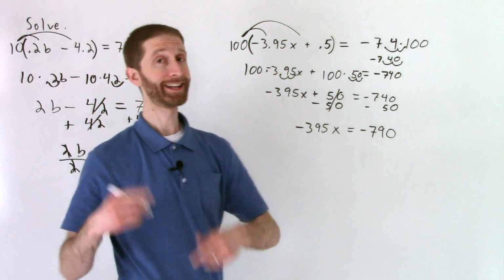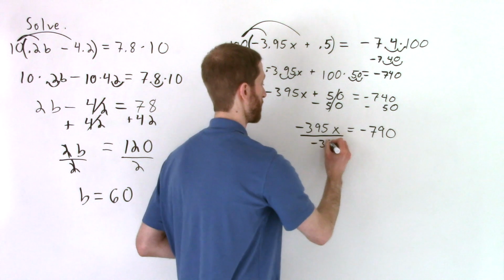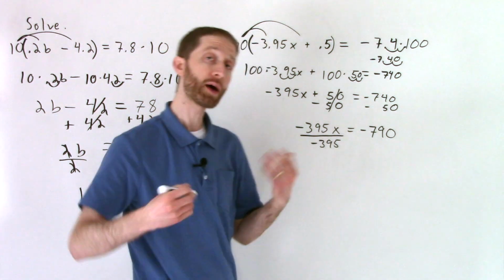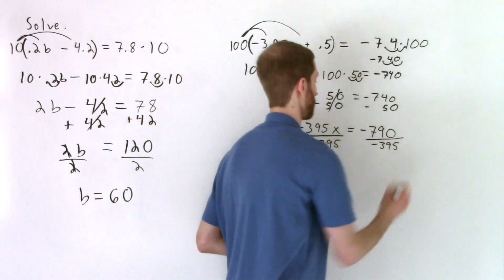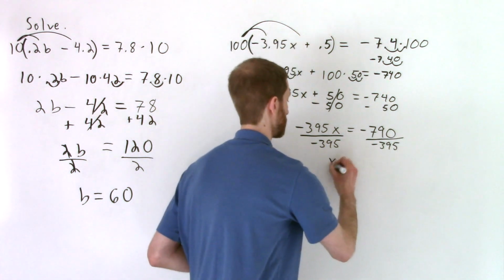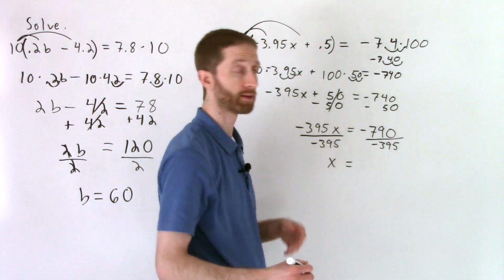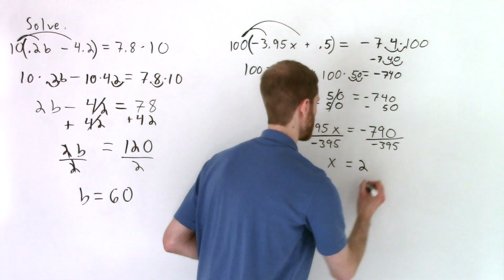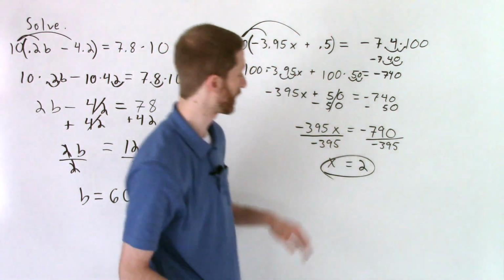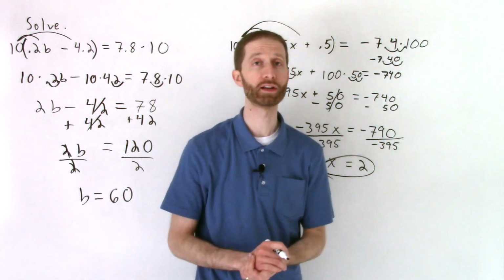And last but certainly not least, we will undo multiplication by division of that number, being negative 395, and we've got to do it to both sides. Negative 395. And so that leaves us with x is equivalent to negative 790 divided by negative 395. You can plug it in your calculator or into your brain, and it ends up equaling 2. And of course, to check your answer, you'd have to plug 2 into the original equation, and you will see you will get the correct answer.